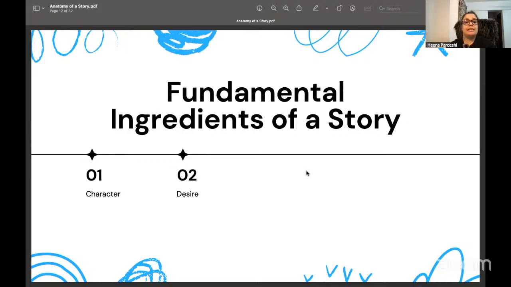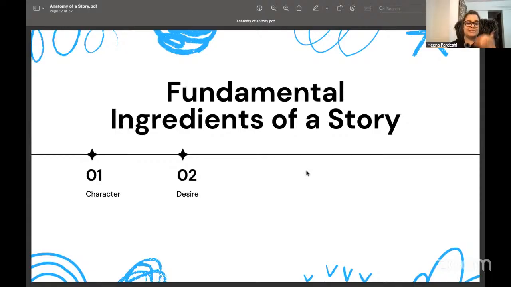A story begins the moment desire meets resistance. And that is why desire is one of the main components when it comes to a story. Now, when you are working on an idea and you want to craft a story, you need to ask yourself, what does my protagonist want so badly that they're willing to suffer for it? And that will be the desire of your character.